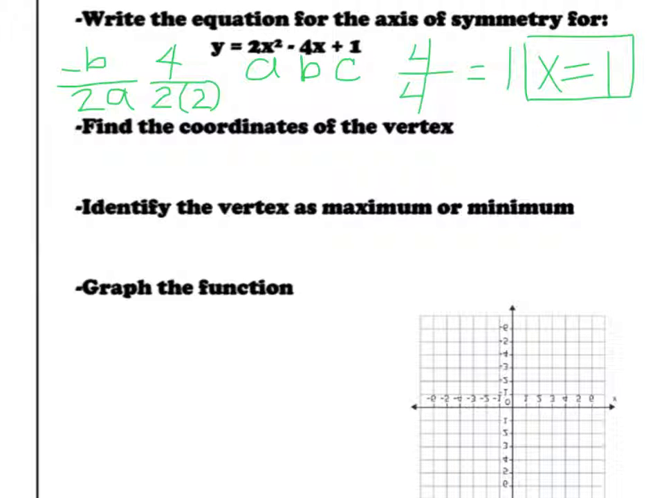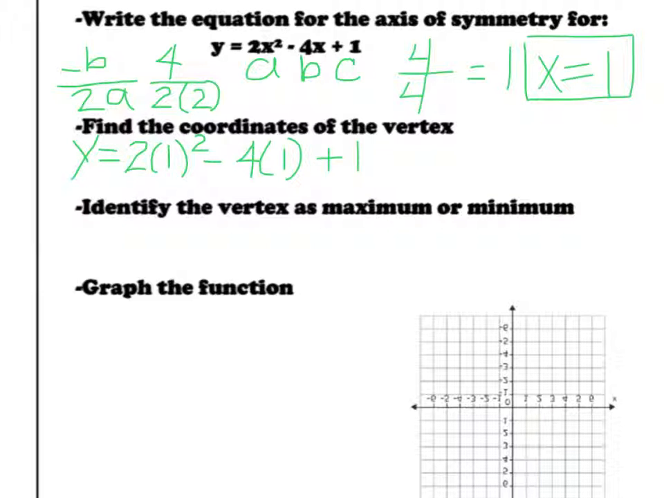So in order to find the coordinates of the vertex, we need to use the x that we just found for our axis of symmetry to find the y, and that will be the x and the y of our vertex. So we do that by plugging the x that we just found back into the original equation, and that way we can solve for y. Let's plug that in and see what it looks like.